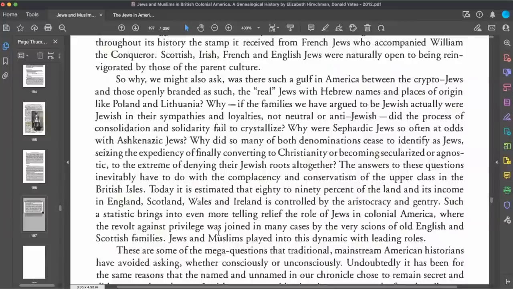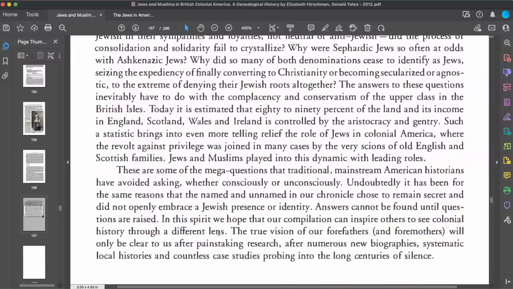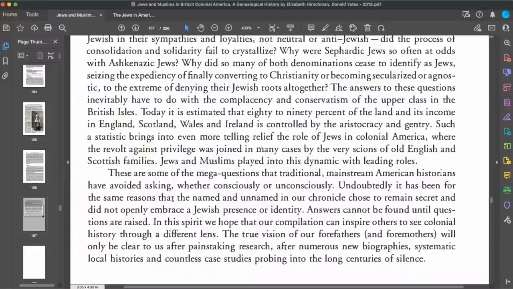Such a statistic brings into even more telling relief the role of Jews in colonial America, where the revolt against privilege was joined in many cases by the very scions of old English and Scottish families. Jews and Muslims played into this dynamic with leading roles. These are some of the mega questions that traditional mainstream American historians have avoided asking, whether consciously or unconsciously. I would say more consciously. All right, they kept all this history from us.